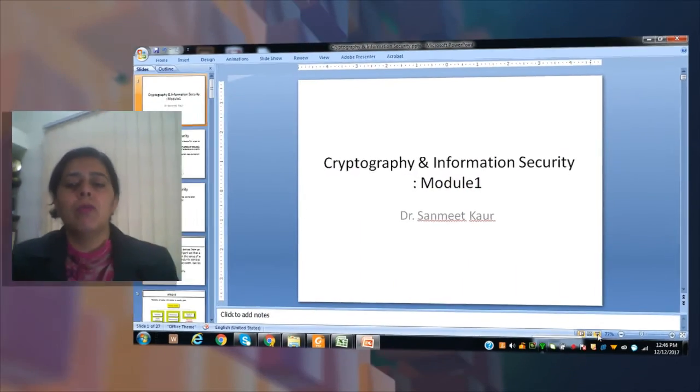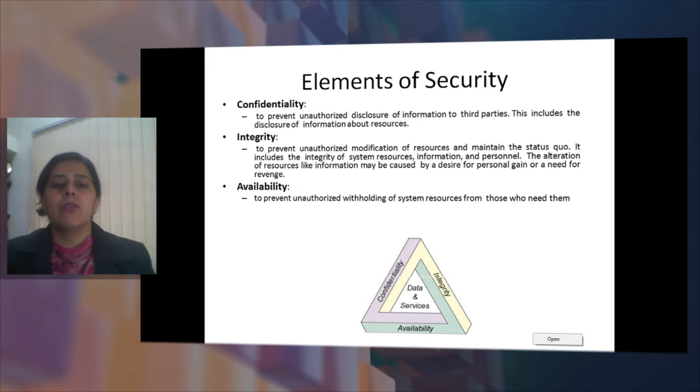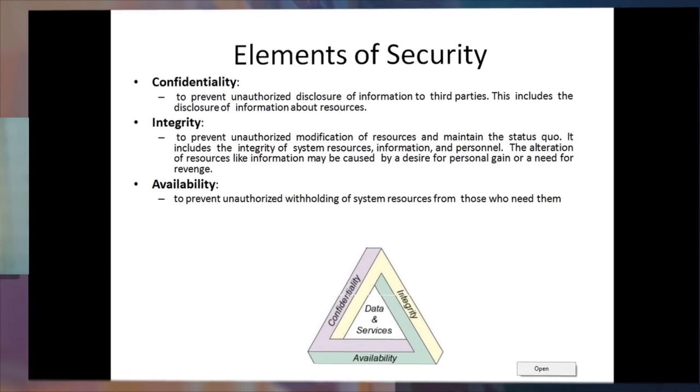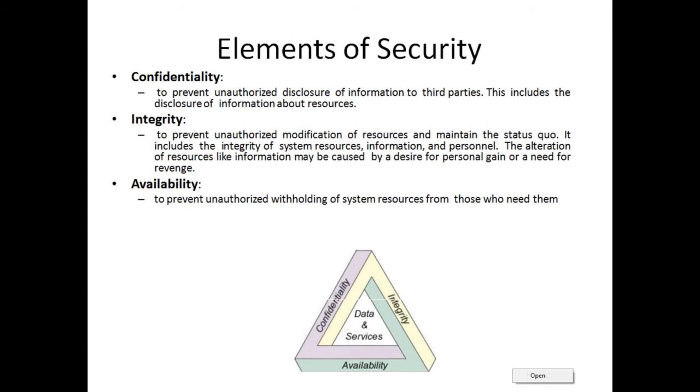Today we will learn about cryptography and information security, Module 1. In this video, we will talk about the CIA triad and the various attacks threatening CIA. The basic elements of security are confidentiality, integrity, and availability, also known as the CIA triad.